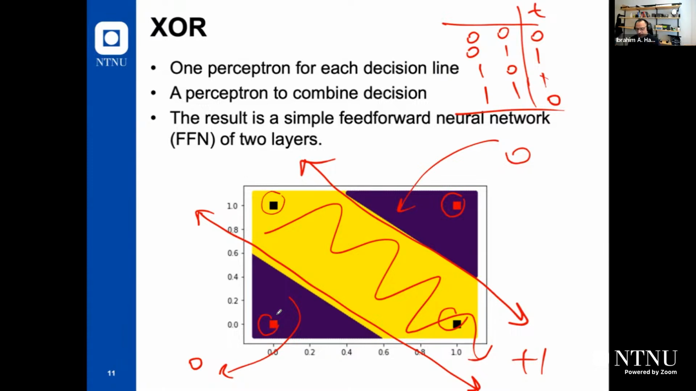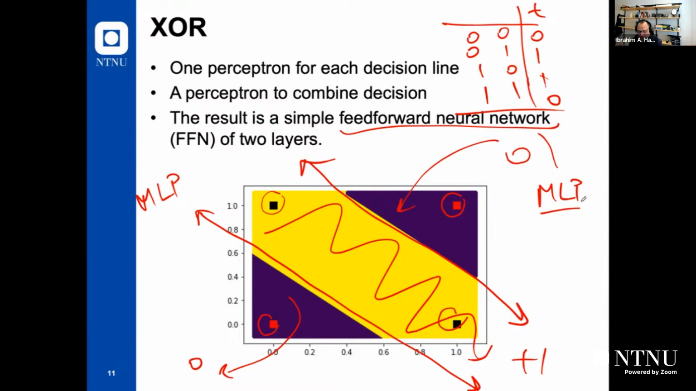So to solve this problem, we need to build a multi-layer perceptron. We call it MLP, or feed-forward neural network. Some people call it feed-forward neural network, or MLP, multi-layer perceptron. Both are the same, right?